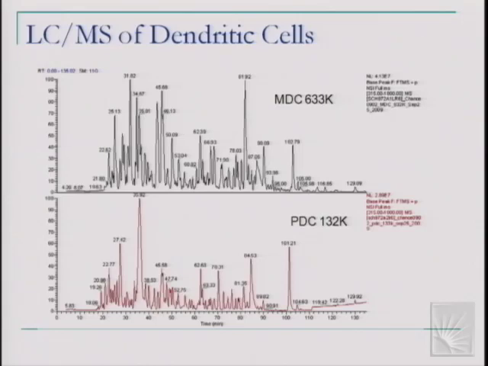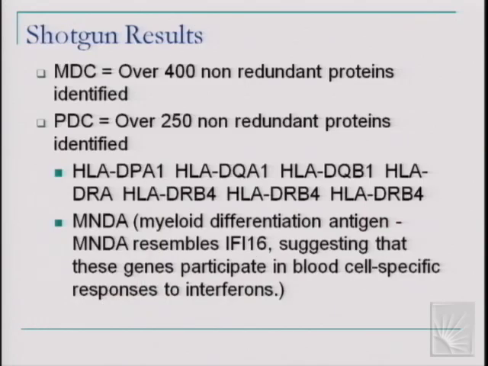So this is sort of the first pass of some of this work, and you can see that we are indeed getting a nice distribution and good overall peak intensity. This is LC-MS data of MDCs at 633K and PDCs at 132K, that's the starting. So it looks like we're getting very good digestion out of these samples at this point.